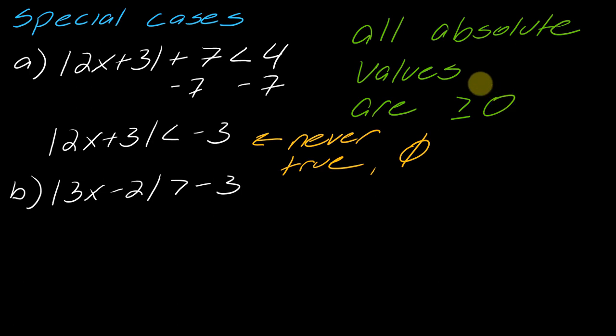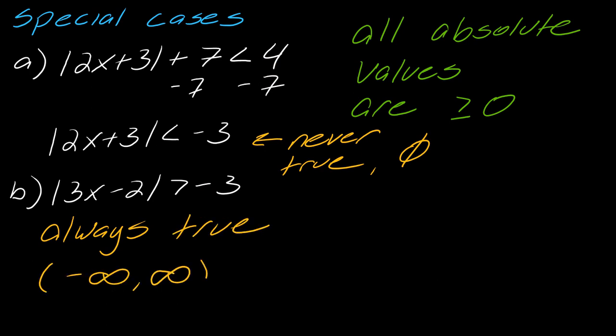All absolute value is greater than or equal to 0. So when will this be greater than a negative number? This is always true, right? Because absolute value has to always be greater than or equal to 0, so therefore it's always going to be greater than a negative number. So this is always true. So the solution set here goes from negative infinity to infinity.